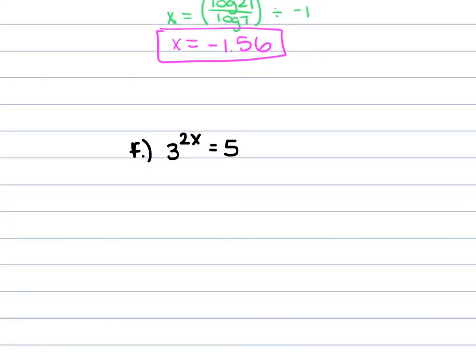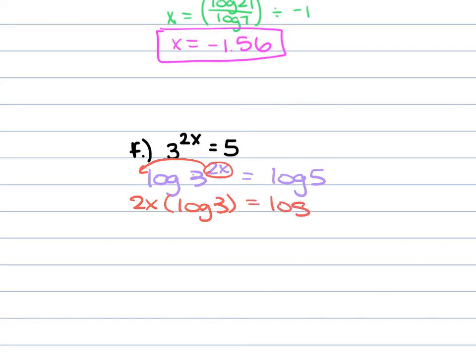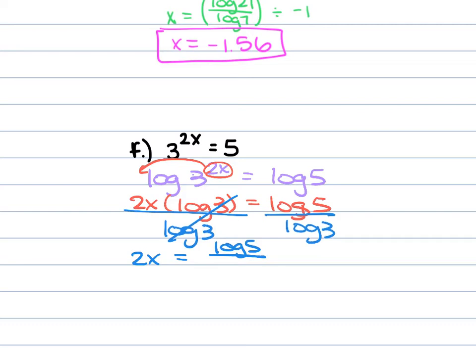For f, we have 3 to the power of 2x is equal to 5. Again, we can't turn the 5 into 3 to the power of something, so take the log of both sides. Log 3 to the power of 2x is equal to log 5. The 2x goes in front, so 2x times log 3 is equal to log 5. We are going to divide each side by that log 3. So we have 2x is equal to log 5 over log 3.